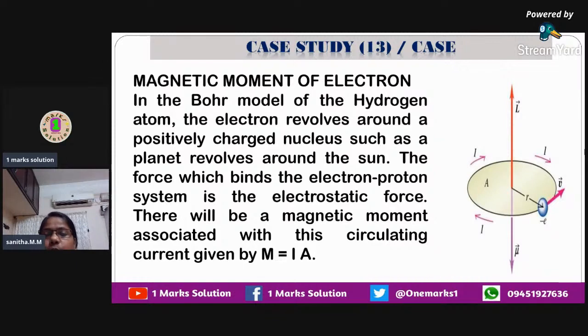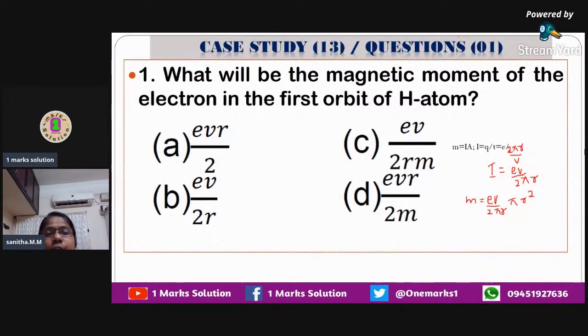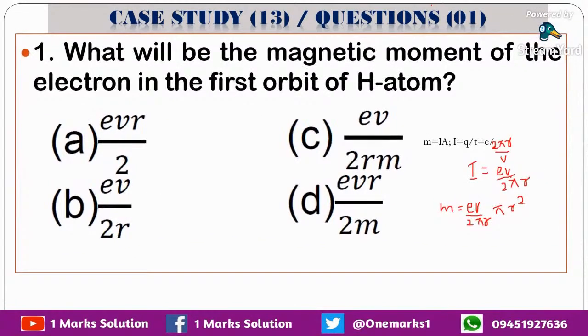Now let us move on to the questions. The first question: what will be the magnetic moment of the electron in the first orbit of the hydrogen atom? In the hydrogen atom, you know that only one electron will be there, so only one orbit we have to consider. What is the equation for M? Just now we have discussed. M is equal to I into A. You can see on the right side, it is written M is equal to I into A.